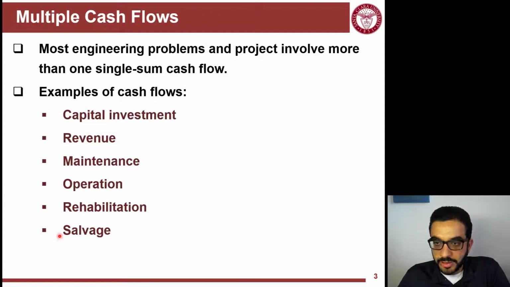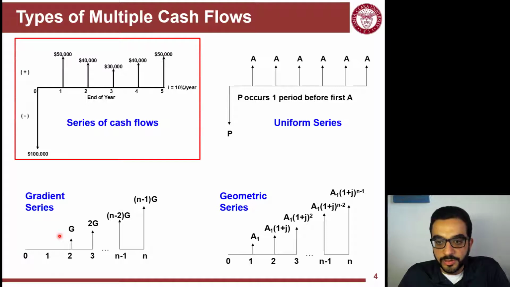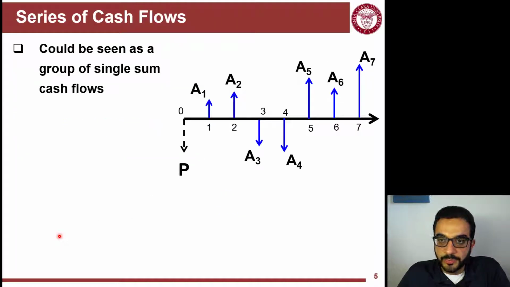So we need to elevate our analysis from just a single sum to multiple sums. Over the next videos, including this one, we will see how to analyze multiple cash flows, and we'll start with the generic one, where there is no pattern, meaning it's not increasing at a specific rate, or it's not a fixed amount every year. That's the case we'll see in this video.